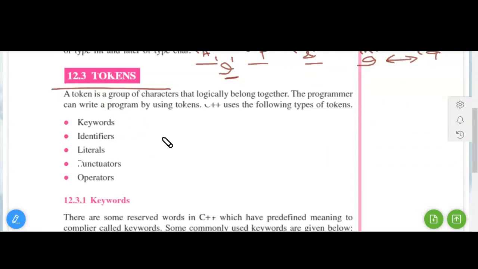What are tokens? A token is a group of characters that logically belong together, or we can say it is the smallest unit of a program. What are the smallest units of a program? They are known as tokens.